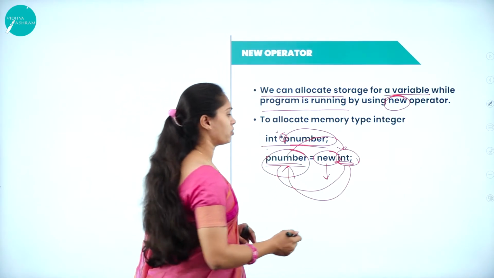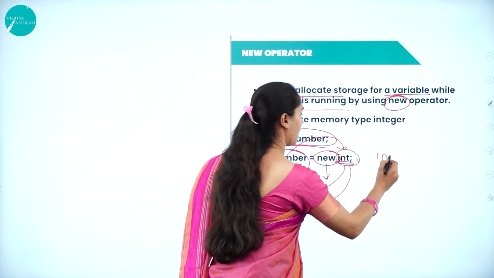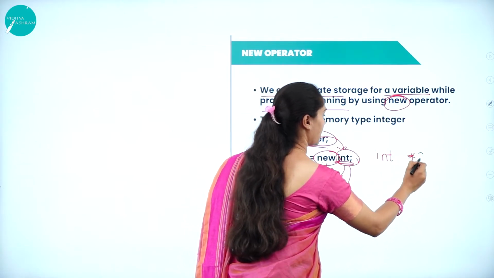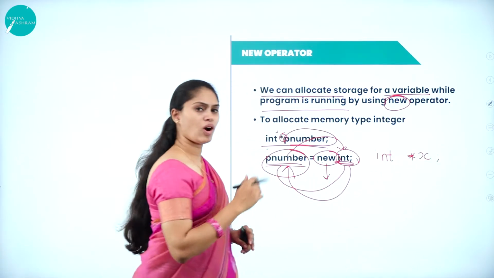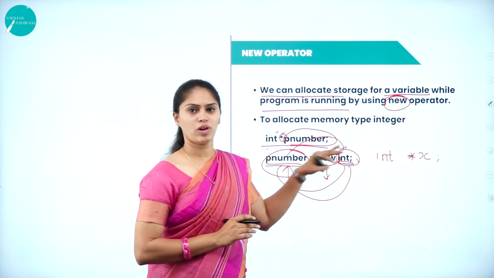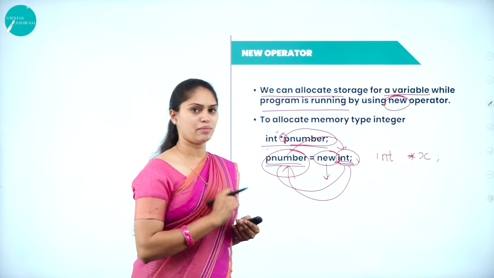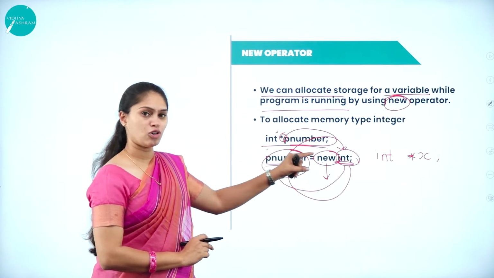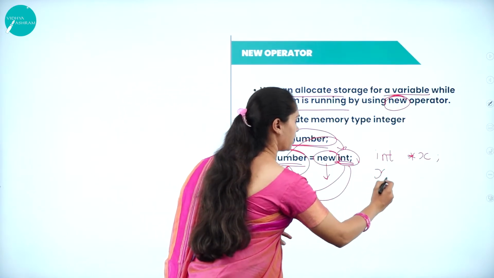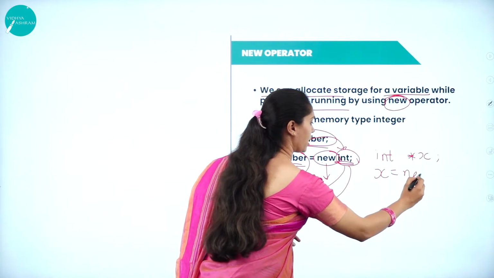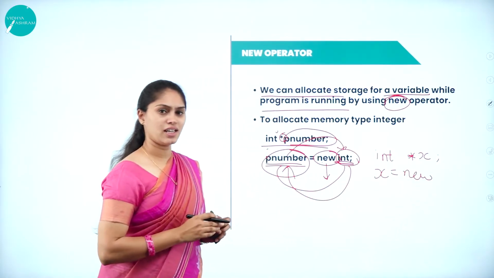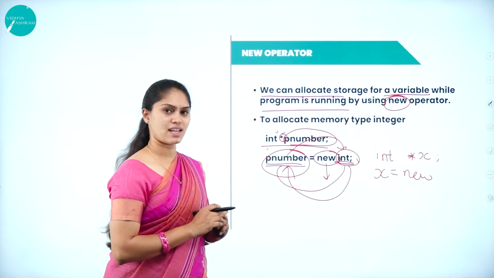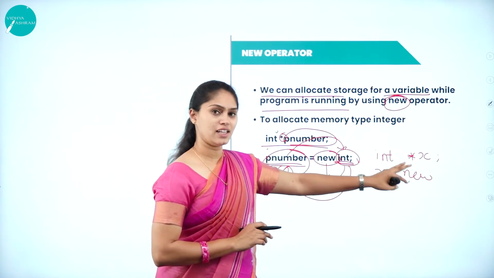So let me take one more example. Here I have int star x. So what does it represent? I'm declaring one pointer variable. Can I allocate the memory space dynamically to this pointer variable? Yes. How to do that? x is equal to, I have to take a new keyword. So in order to allocate the memory space dynamically, I have to take the new keyword.